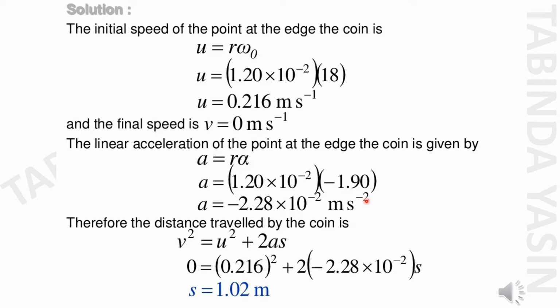Therefore, the total distance traveled by the coin comes from v square is equal to u square plus 2as. We get 0 is equal to 0.216 whole square plus 2 into minus 2.28 into 10 raised to minus 2 into s. After solving that, we get s is equal to 1.02 meter. That is the total distance traveled by the coin from the initial point to the final point.